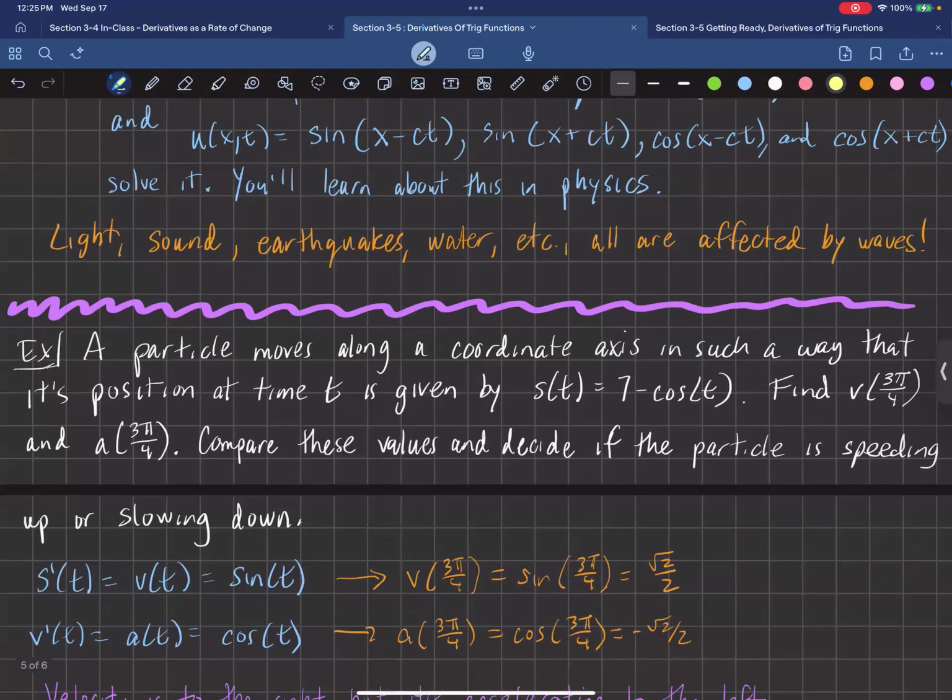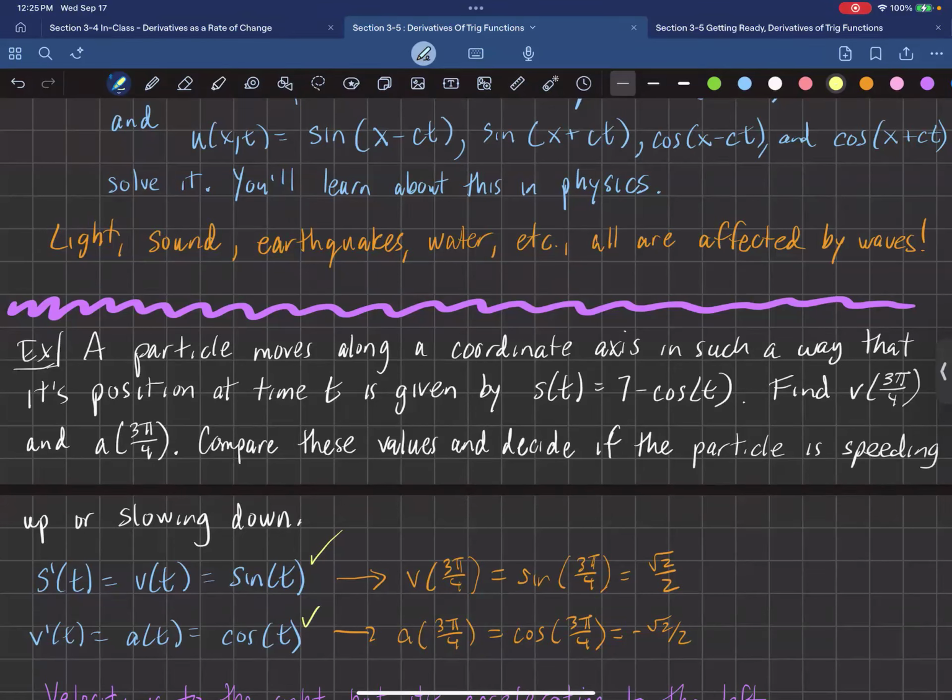The first derivative will give us velocity, and that would be, if we take the derivative of 7 minus cosine t, the derivative of 7 goes away. The derivative of cosine t is negative sine t, but it was already negative, so two negatives make it positive, and we get positive sine t here. And if we take the derivative again, we get acceleration, we get cosine t.